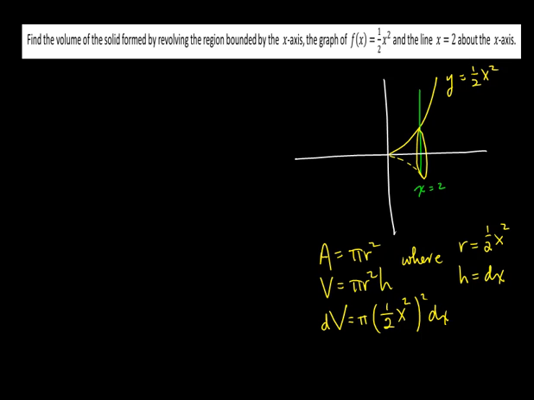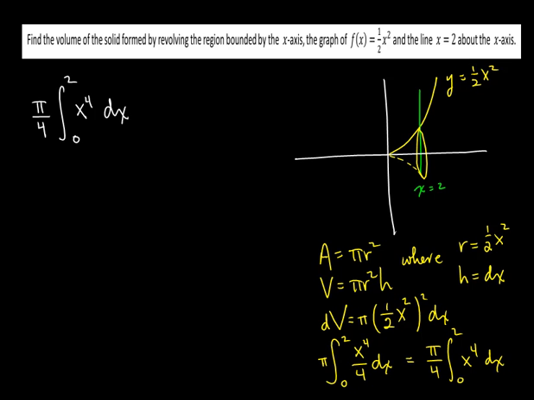So if we wanted to add up all of those slices, the volumes of all of those slices together from 0 to 2, we'd get pi times the integral from 0 to 2 of x to the 4 over 4 dx, and I can bring out the 4 also, and my final formula then is pi over 4 times the integral from 0 to 2 of x to the 4th dx. And all I need to do now is solve that integral, and it will give me the volume of the shape that I'm looking for.